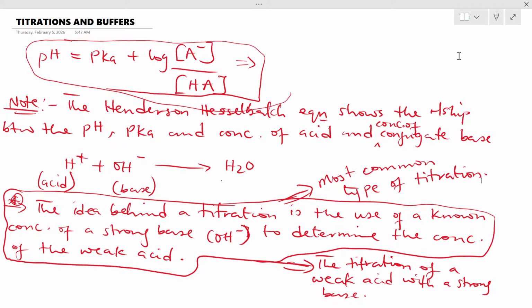Okay, so what is important about this equation actually is the titration. It shows the titration of what? A weak acid and a strong base. So the idea of titration is the use of a known concentration of a strong base to determine the concentration of what? A weak acid.